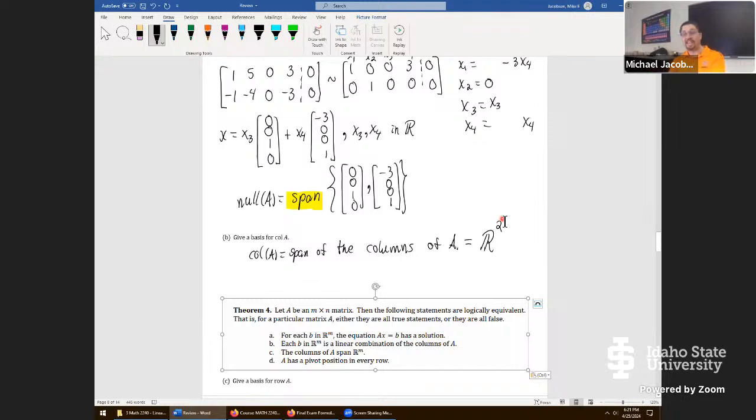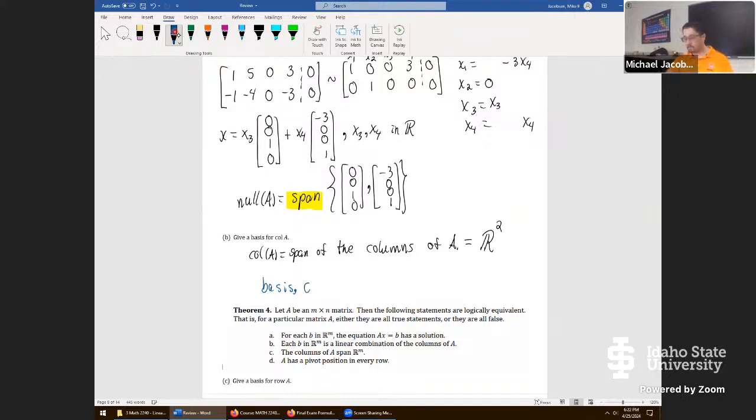So that's interesting. If I am asking, this is my question, for a basis of the column space of A, but the column space of A is the entire space R2, I would just give the standard basis because that's a good basis for R2. So let's write out the basis for the column space of A. It is this one.